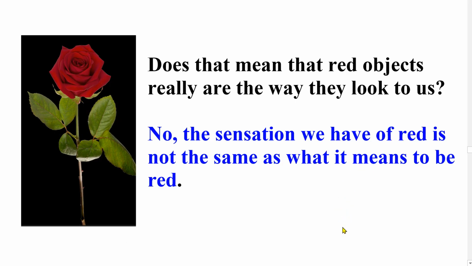So Reid is going to admit that red objects are not really the way they look to us. It's just that the sensation that we have when we look at red things is not the same as what it means for something to be red. What it means for something to be red is just to cause that special sensation, which is not itself a red thing. Red things are just the objects in the world.